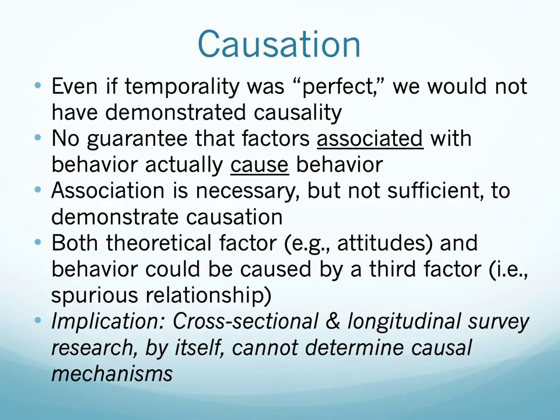But even in the case of longitudinal research, and even if we could find a way to make the temporality between attitudes and behavior perfect, we still would not have demonstrated causality. That's the case because there's no guarantee that factors associated with the behavior actually cause the behavior to happen. Another way to say this is that association is a necessary but not sufficient factor in demonstrating causation. The issue here is that both the theoretical factor, in this case attitudes, and the behavior could be caused by a third factor. So there could be a spurious relationship between those two variables. So the implication is that cross-sectional and longitudinal survey research by themselves cannot determine causal mechanisms.